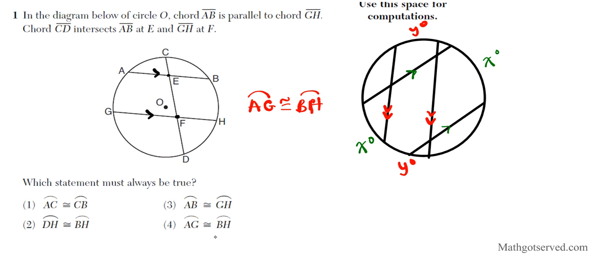So let's see which one agrees with what we just found out. AG congruent to BH is option 4. All right, so don't forget this cool idea. Okay, let's move on to number 2.